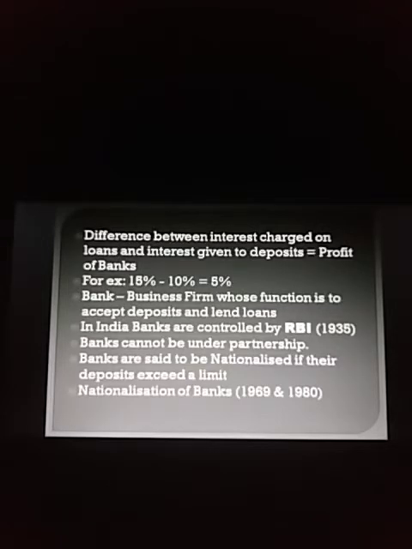Let us learn how the banks make profits. Actually, the difference between interest charged on loans and interest given to deposits is the profit of the banks. For example, if the banks charge 15% on loans and give 10% to the depositors, the difference between these two is 5%, which constitutes the profit of the banks.